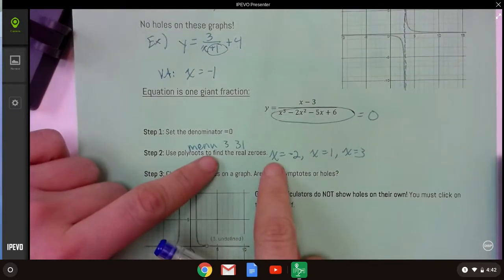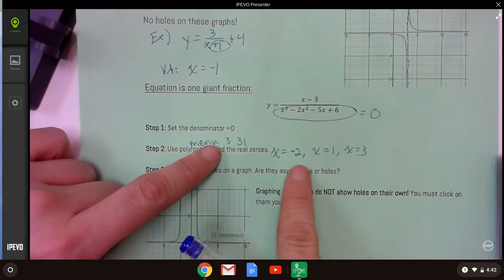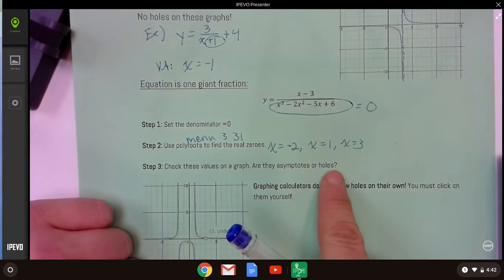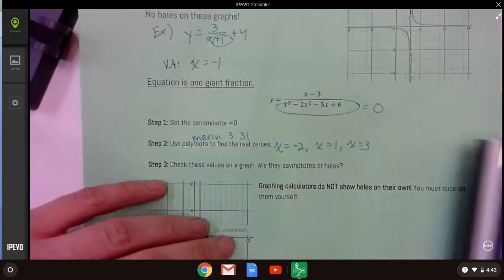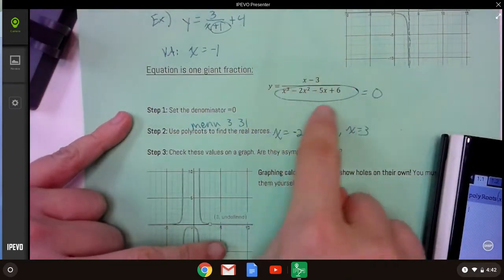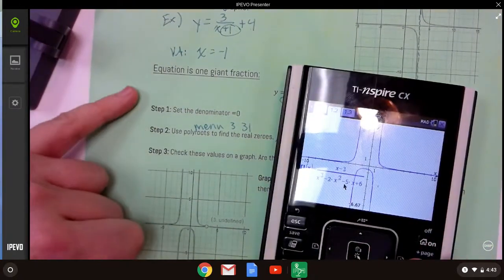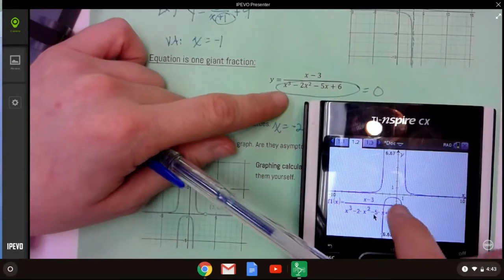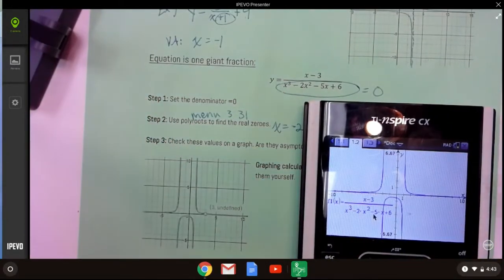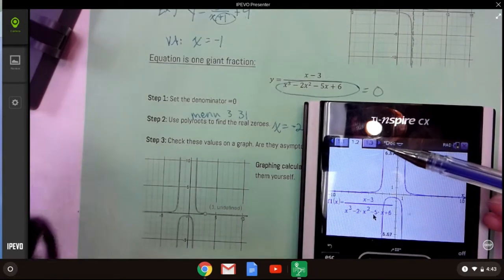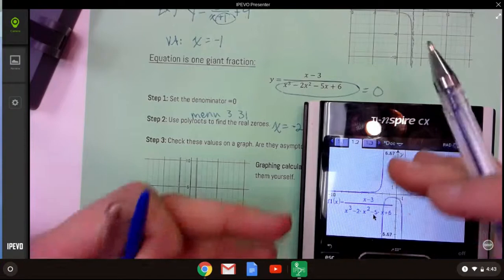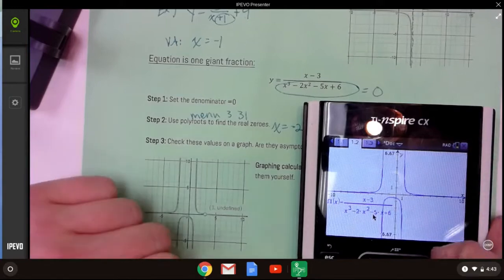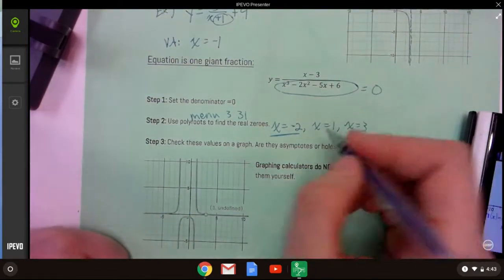So that means these 3 numbers are either asymptotes or holes. So now I have to find out which is which. So check these values on a graph. Are they asymptotes or holes? You would type that whole thing into a graph, but I've already done it for you. So let's check that out. There's my equation, same one. And you can tell the asymptotes right away because you can see where the graph almost goes vertical. It's not quite vertical, but from this view, it actually looks like it is vertical. And that's at -2 right here. So this right here, that's an asymptote.